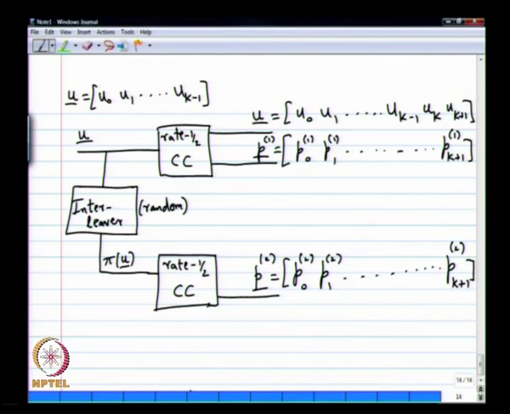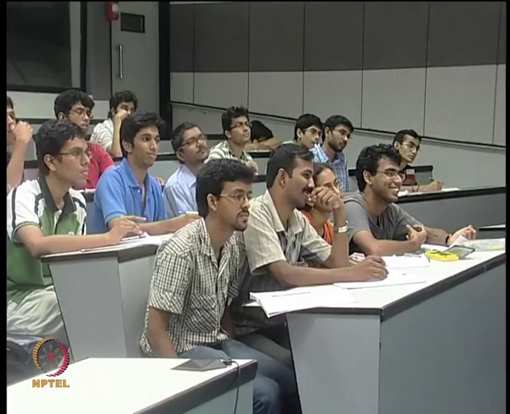How will the receiver know how the permutation is known to the receiver? Code construction is known. Okay, I just wanted to talk about the zero termination here.